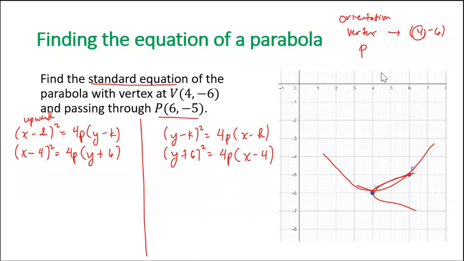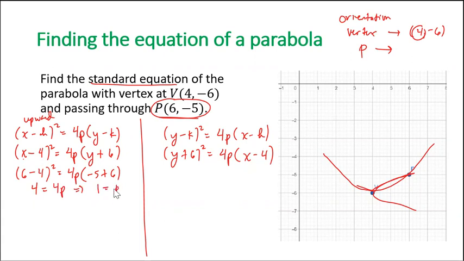So in order to solve for the value of p, we need to substitute the coordinates of the given point P, (6, -5), to x and y. So if we substitute it, we get (6 - 4) squared equals 4 times p times (-5 + 6). In here we get 2 squared, which is 4. And then here we have -5 + 6 is 1, and 1 times 4p is 4p. So this implies that the value of p is equal to 1.